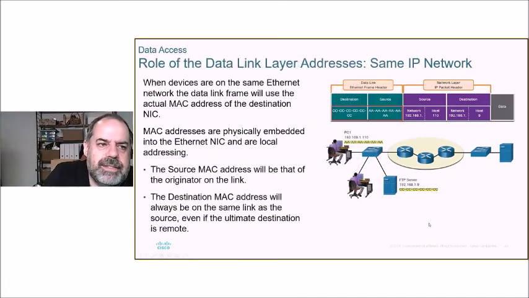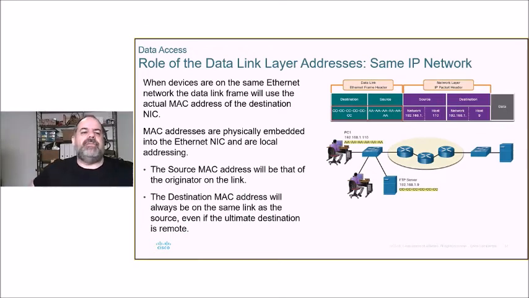It's a little more complex when it comes to different networks. When devices are on the same Ethernet network, the data link frame will use the actual MAC address of the destination NIC. MAC addresses are physically embedded into the NIC and are local addressing. The source MAC address will be that of the originator on the link. The destination MAC address will always be on the same link as the source, even if the ultimate destination is remote. MAC addresses are physically embedded on the Ethernet NIC.